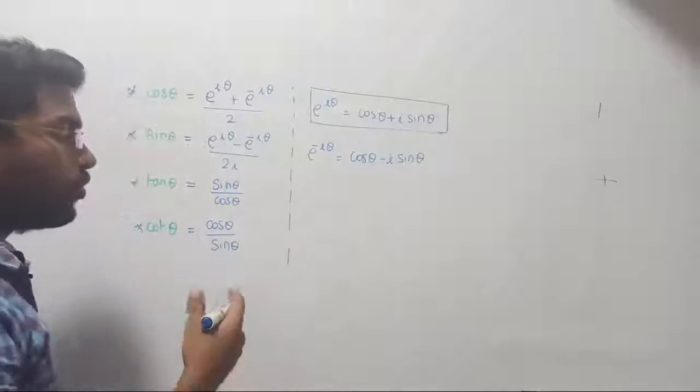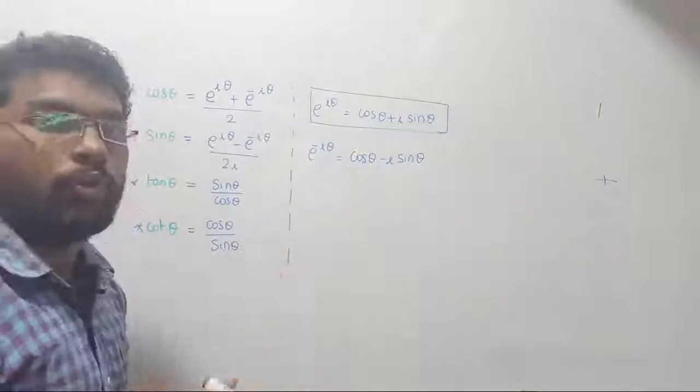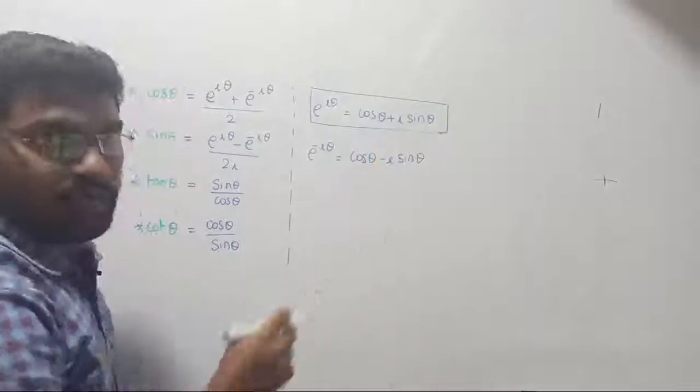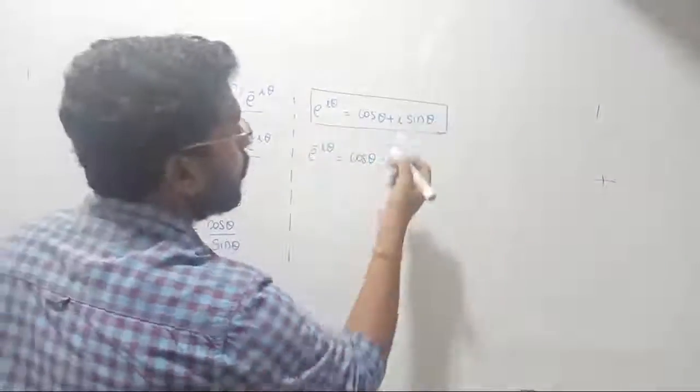We have seen how to go from rectangular to polar. How do you come from polar to rectangular? Immediately after completing this one I will explain. Okay, fine. So e power i theta can be written like this, and e power minus i theta also can be written like this.